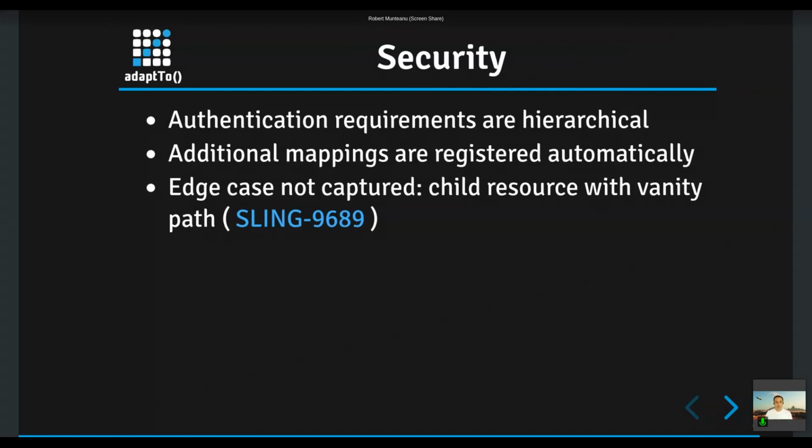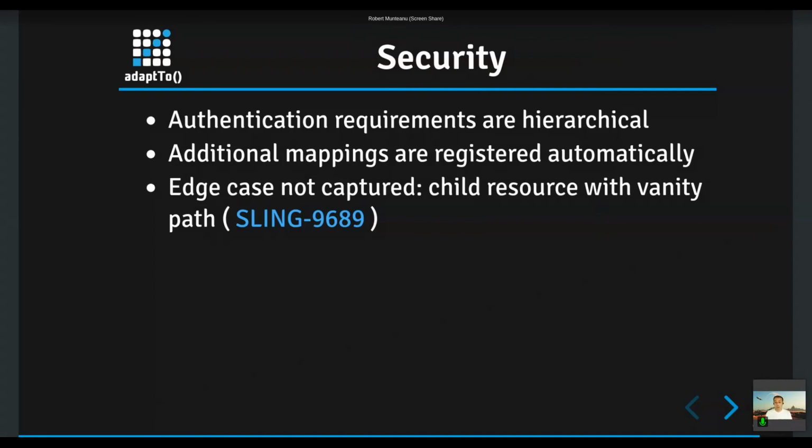And when you have a protected page and you have it available under alternative paths, whether it's aliases or vanity paths or mapping entries, the Sling authentication core bundle makes sure to register all its alternate names or paths as being protected.